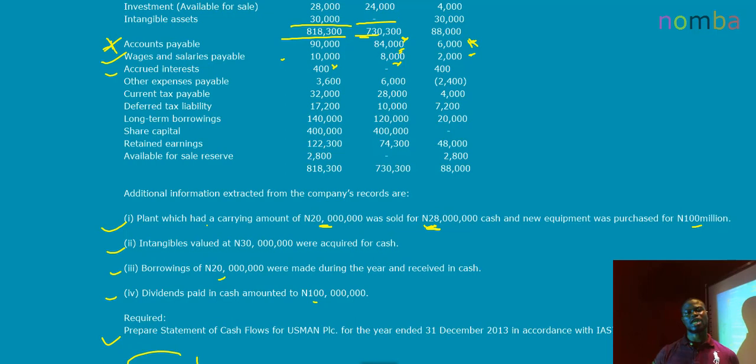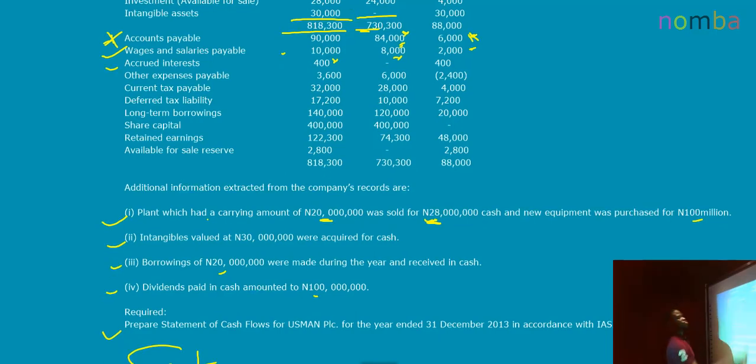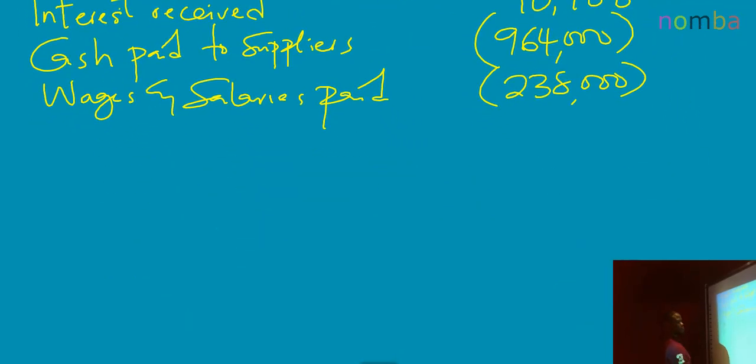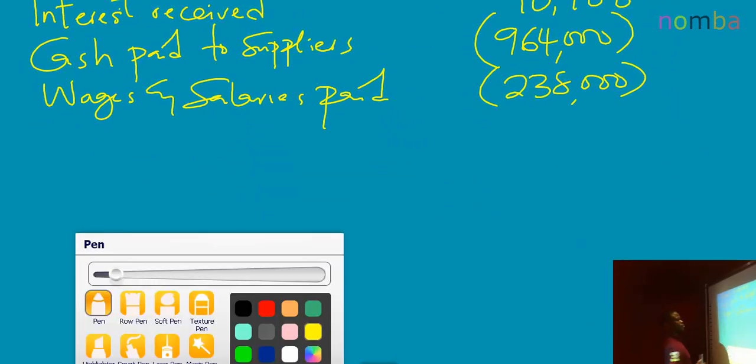400 has not been what? Has not been paid. So we're going to remove 400 from that 8,000 and we'll be left with 7,600. And that 7,600 shall represent my interest expense paid. So my interest expense that is paid is 7,600.